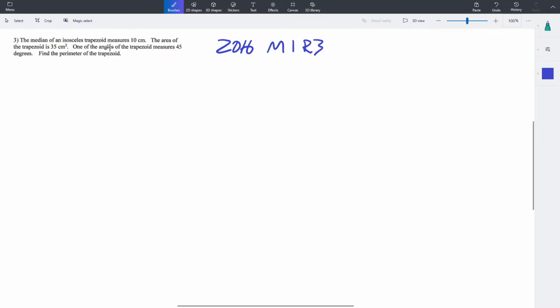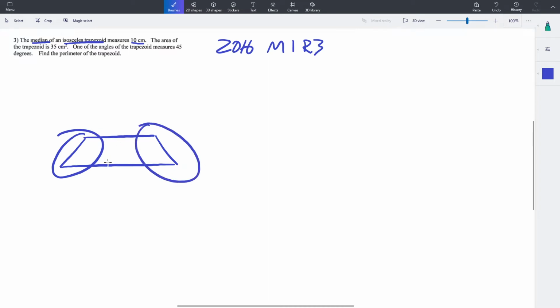Alright, so we have the median of an isosceles trapezoid measures 10 centimeters. First of all, let's look at the most important term here, which is isosceles trapezoid. That basically means that these two are the same length. That's basically all it means. And it also means that they're at the same angle. Alright, that's about it.